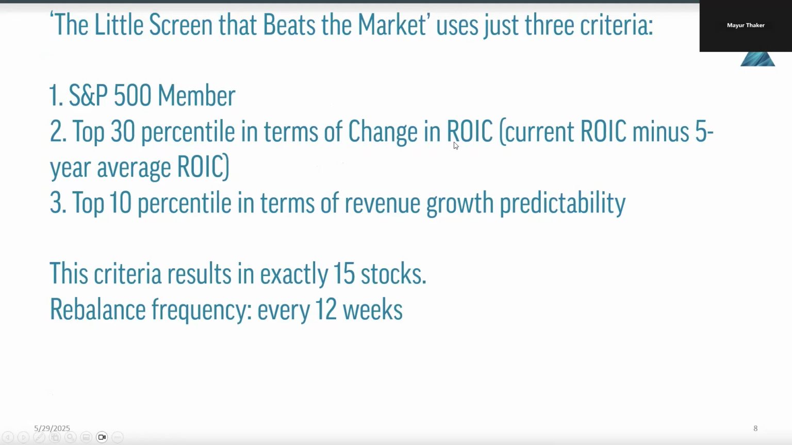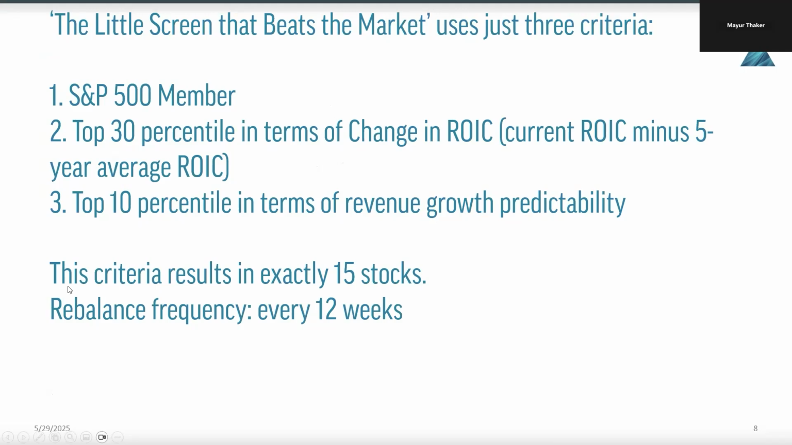Okay, so once we've gotten that top 30% of S&P companies based on that change in ROIC, we then want to pick the top 10% of that top 30% in terms of revenue growth predictability. So we want growth on the top line and we want increasing efficiency on the bottom line. This is what this is telling you. This combination of revenue growth and increasing capital efficiency on the bottom line is a very, very powerful combination.